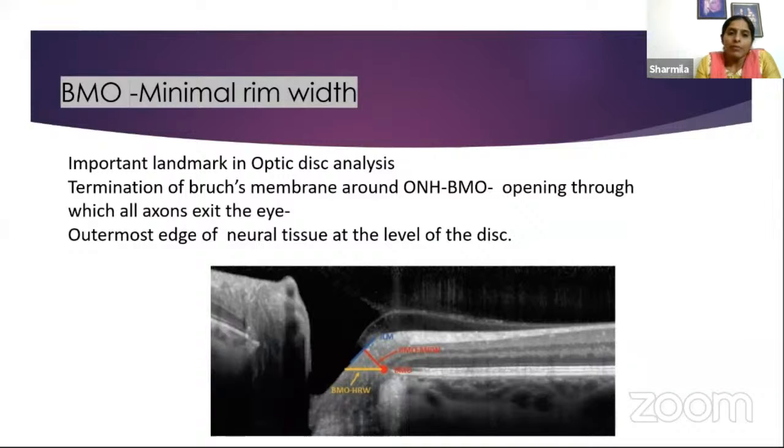The BMO minimum rim width. This is a very important anatomical landmark, and it is a very recent modality to detect early glaucoma. So Bruch's membrane opening, which is seen here as a red dot, is very important because it is the termination of Bruch's membrane around the optic nerve head. It is through this opening that most of the axons exit the eye, and it is the outermost edge of the neural tissue at the level of the optic disc.